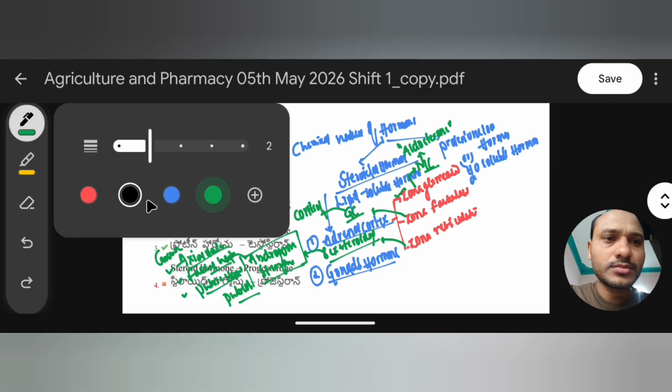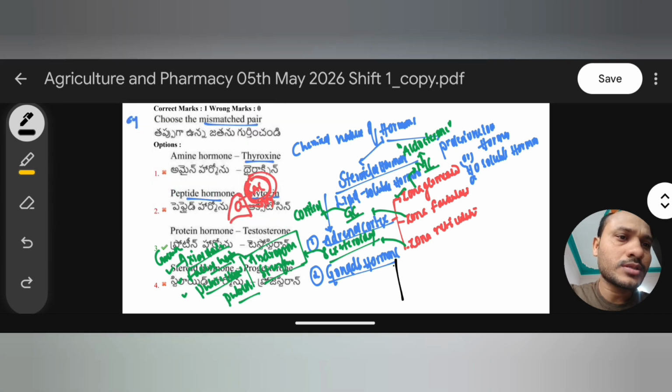Now coming to gonadotropin hormone. Generally, gonads means the reproductive organs. So the male gonad is the testis, and the female gonad is the ovary. The testis produces an important hormone, testosterone, and the ovary produces two important hormones, estrogen and progesterone. All these hormones play an important role during sexual reproduction.